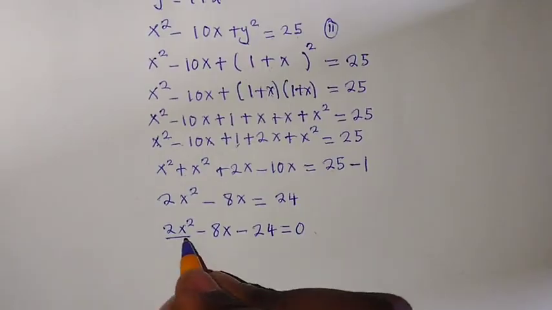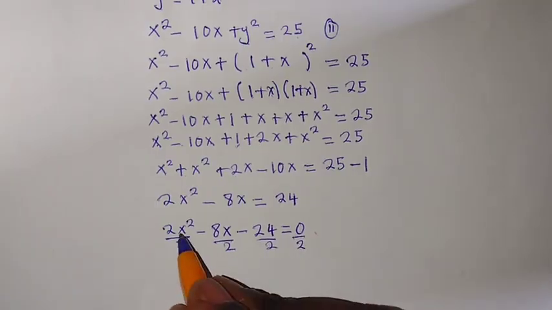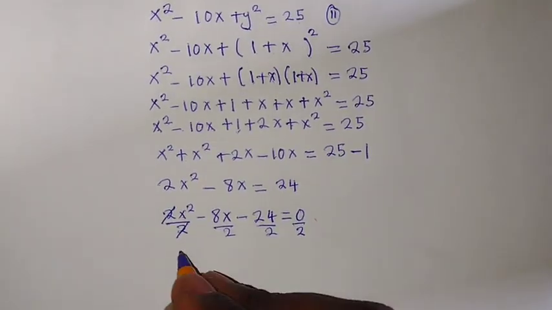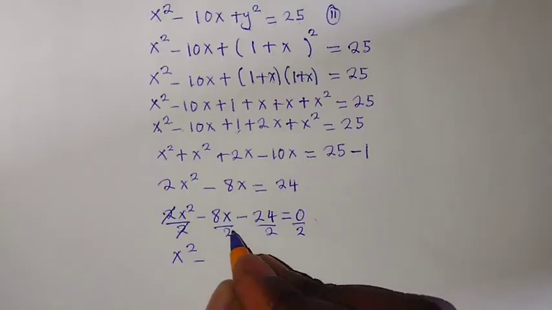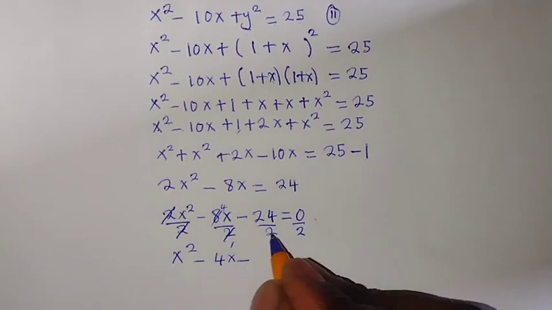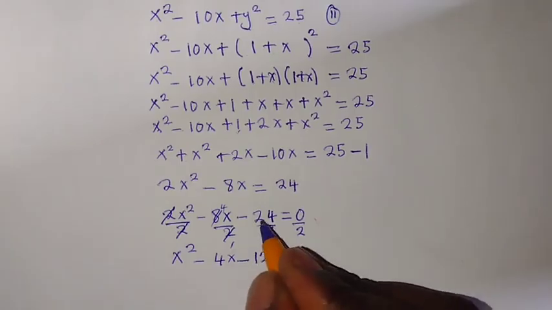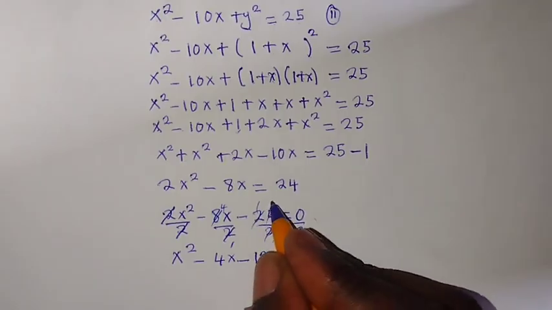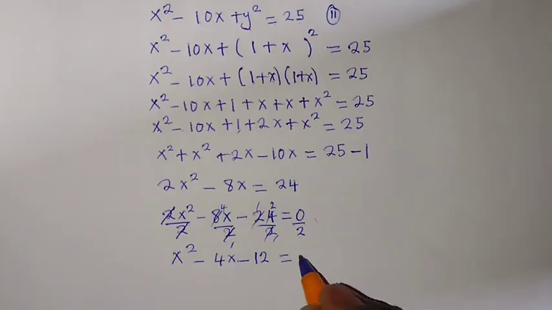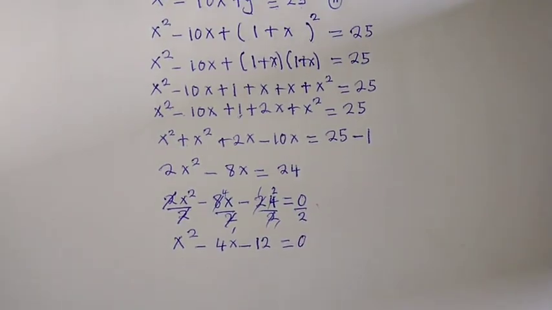From here, we can divide by 2 throughout the quadratic equation so that the coefficient of x squared is a 1. This and this will cancel. We remain with x squared minus, 2 into 8, it's a 4, so 4x, minus, 2 into 24. How many times does 2 go into 24? It's 12. Equal to, here we are going to get a 0. So this is the equation that we have now.